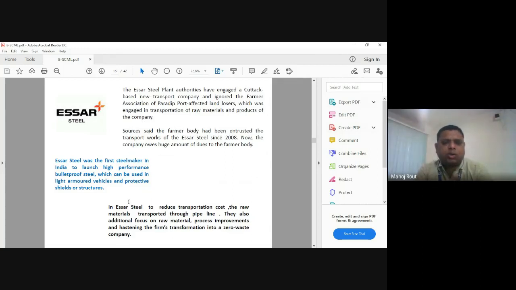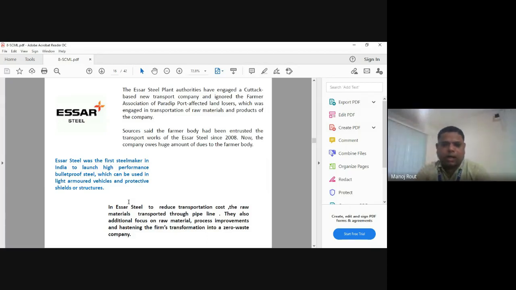Those who lost their land in the case of Essar Steel were directly employed in transporting raw material from the Bodbil area to the Paradip area. The source said that this particular report arrived in 2008, and that the farmer body has been entrusted with the transport work for Essar Steel since 2008. Now the company owes a huge amount of dues to the farmer body.